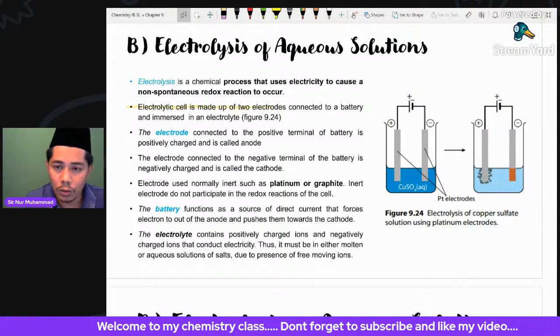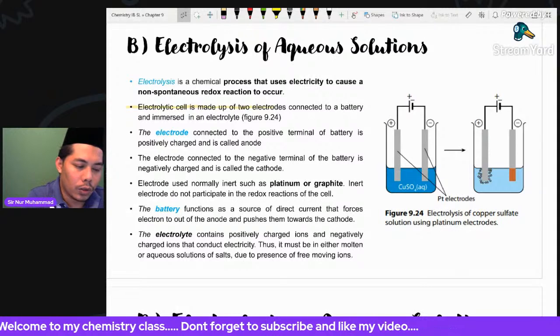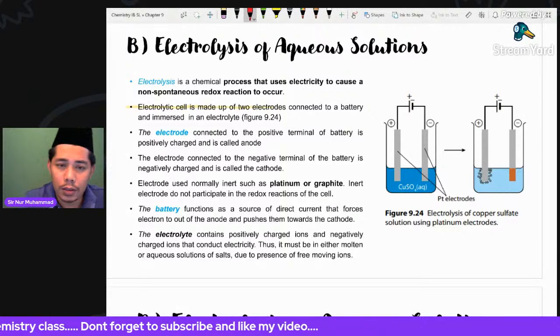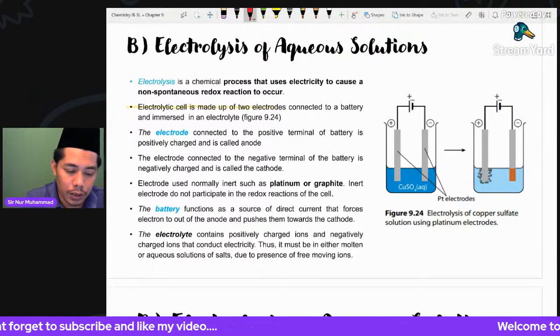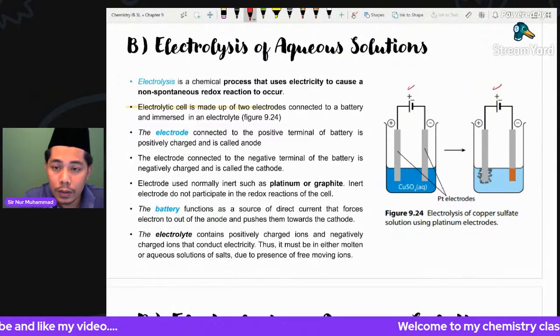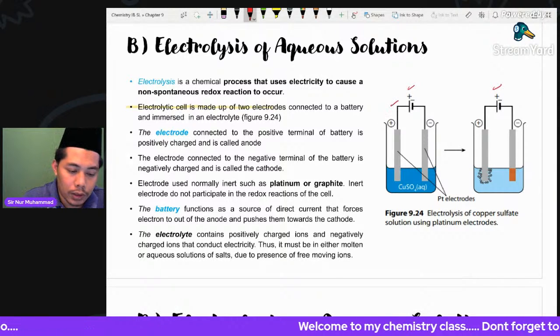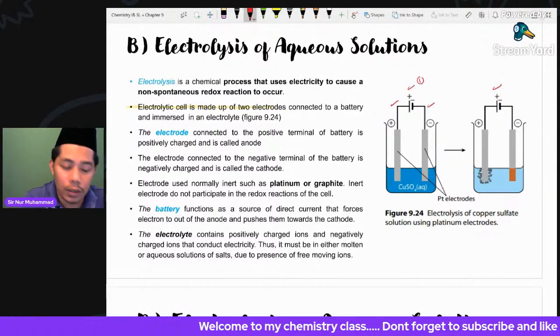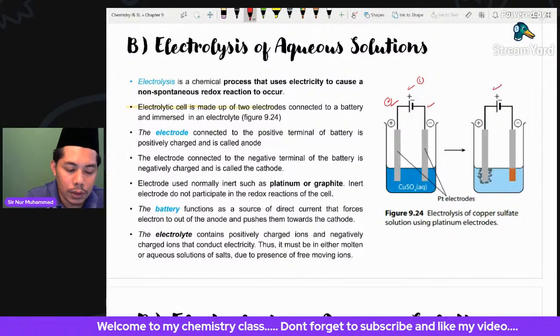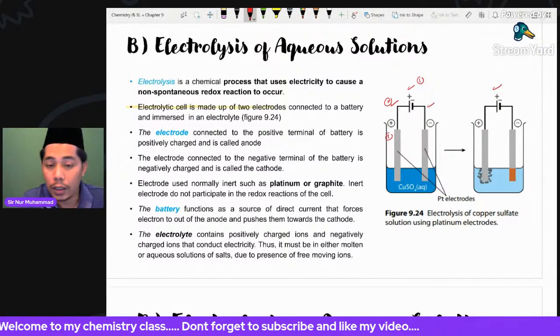Okay, so for the aqueous solution, make sure your cell must have a dry cell or battery. Okay, and then must have a wire. Number 1, battery. Number 2, wire. Number 3, must have electrode.